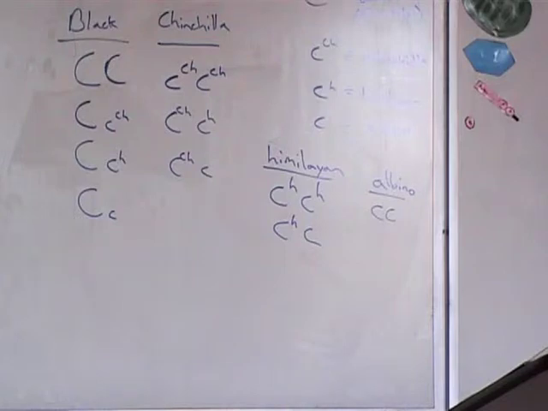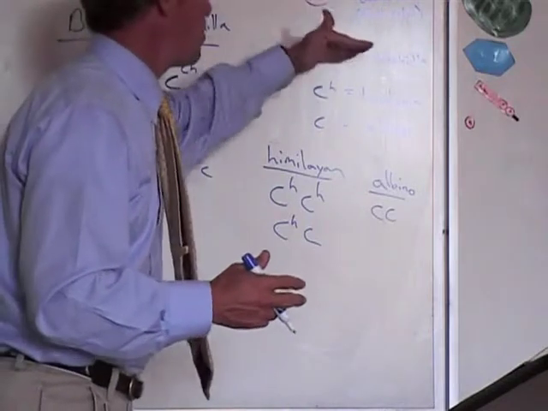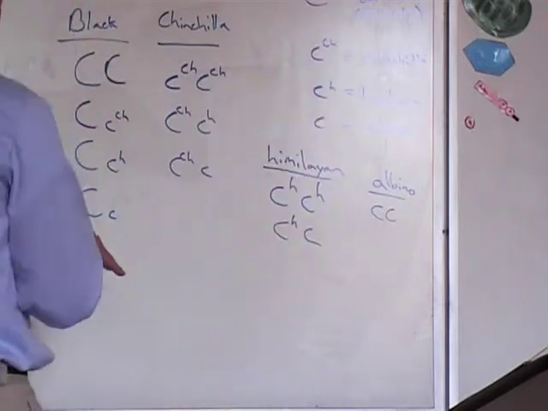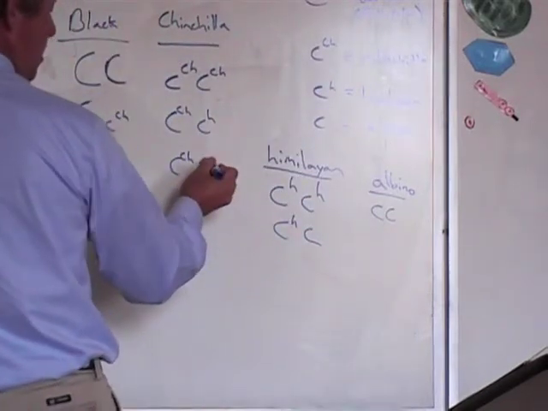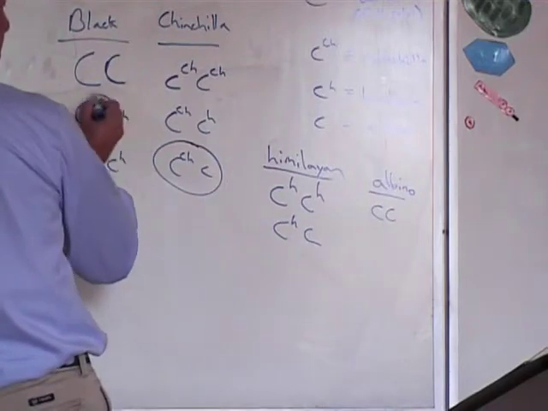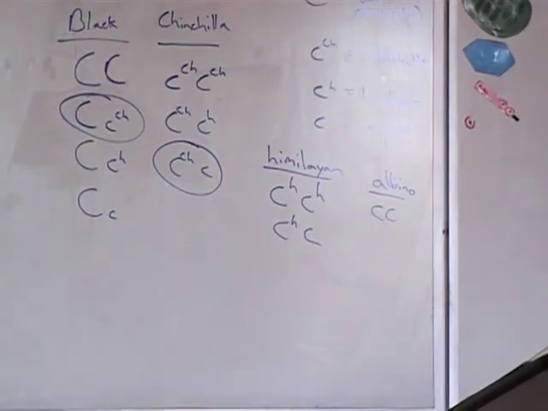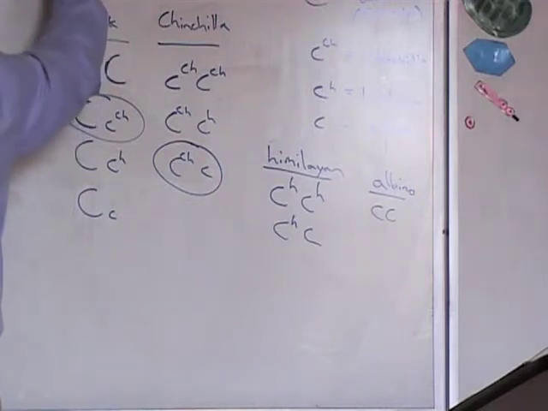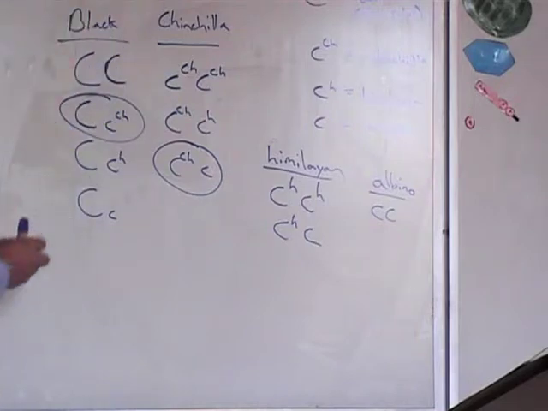So there's a whole bunch of different genotypes that organisms can have because there's multiple alleles. Do this on your paper. A big C, little c^ch, crossed with a little c^ch, little c. And tell me what you get.